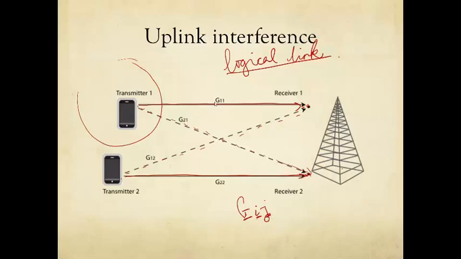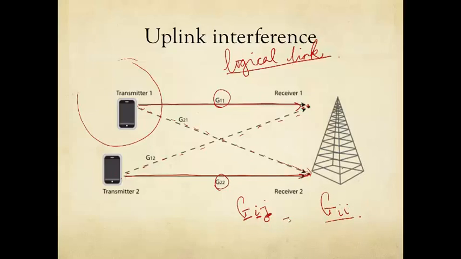For example, G11 is the channel from the transmitter of logical pair 1 to the receiver of logical pair 1. Say, well, that's a good channel. Indeed, it is the direct channel for desired communication. And so is G22. So in general, Gii are the direct channels.